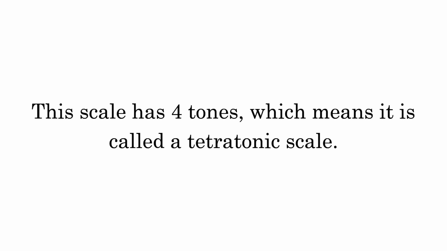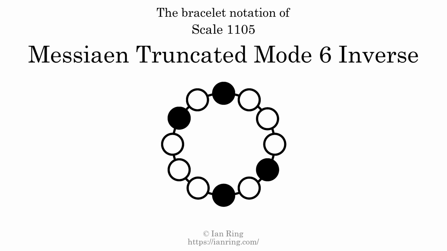This scale has 4 tones, which means it is called a tetratonic scale. This is a bracelet notation diagram of scale 1105. The shaded circles represent tones that appear in the scale, and they are read clockwise, starting at the top.